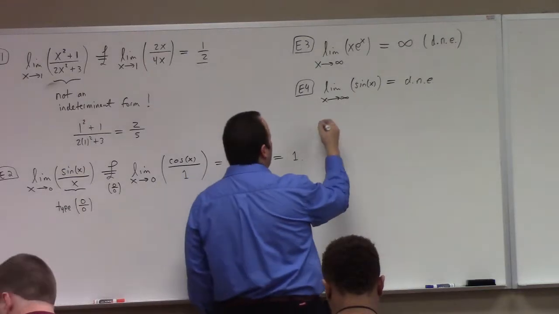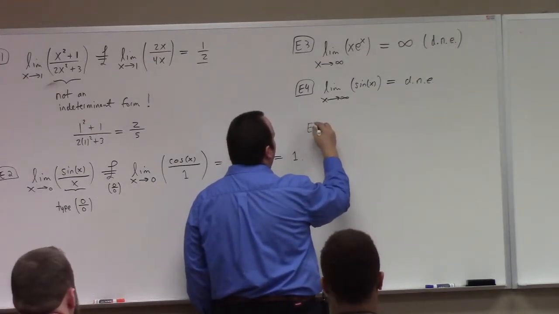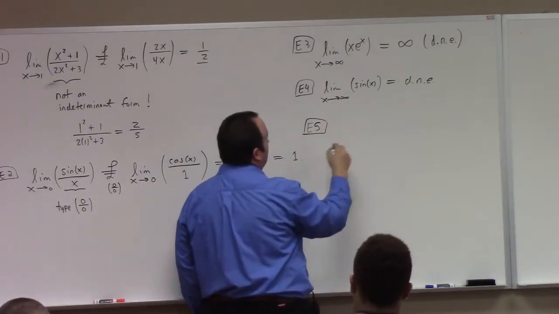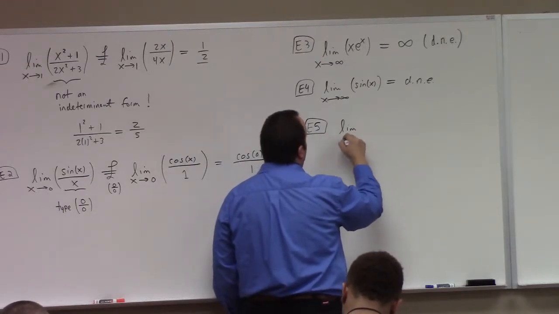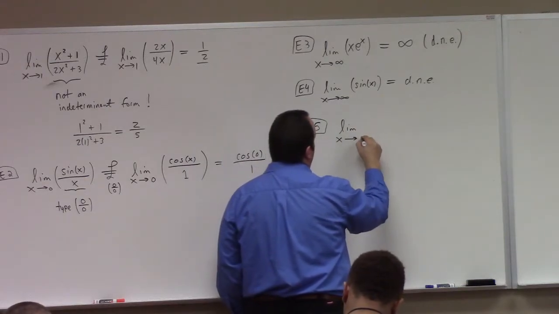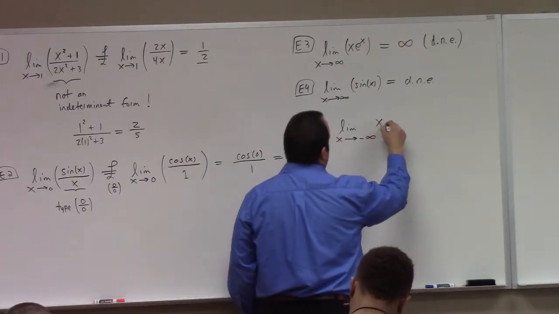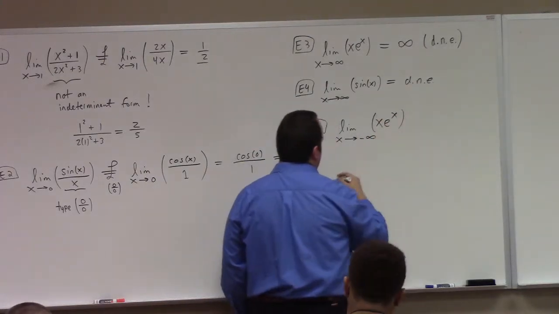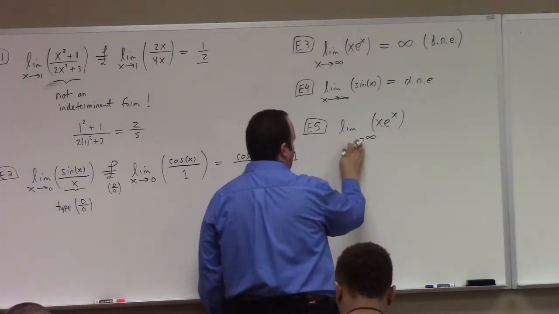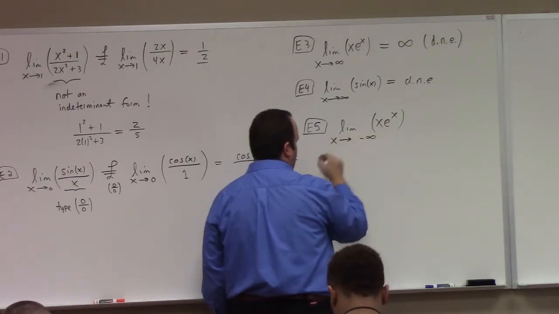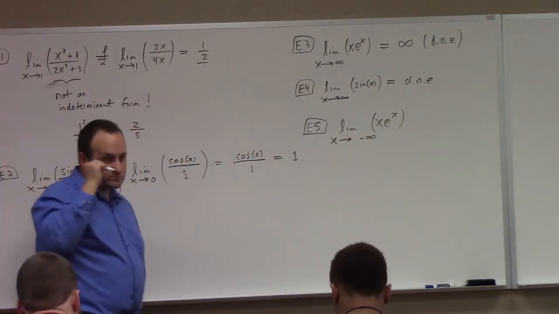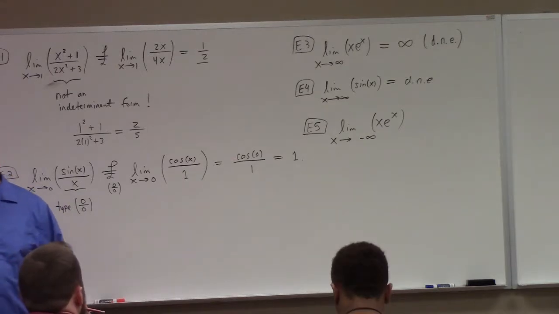I'm supposed to be talking about L'Hopital's rule. Let me get back to it. Example 5. How about this? The limit as x goes to minus infinity of x e to the x. Now we've got something a little bit different. So what's going on now?